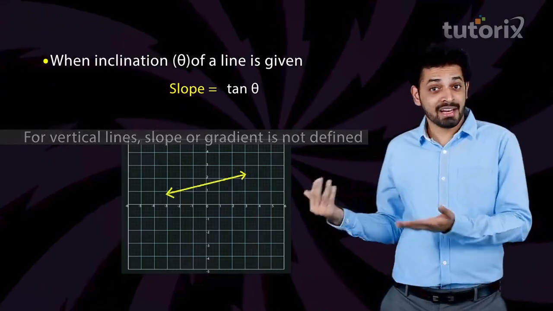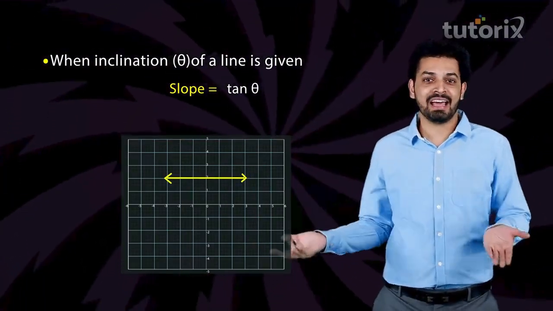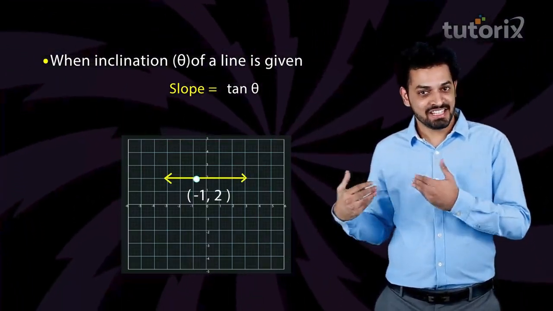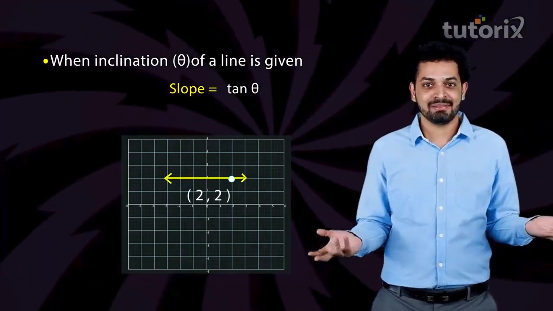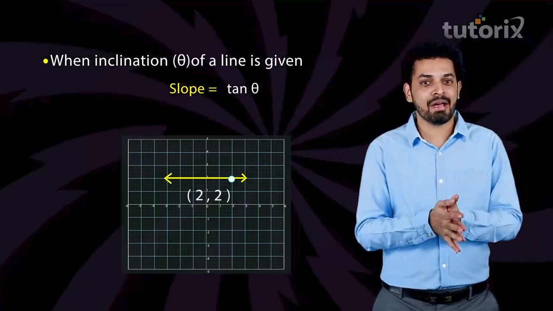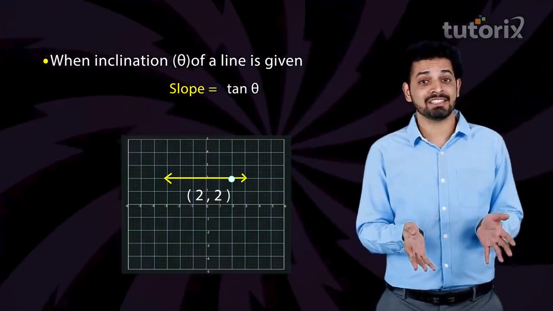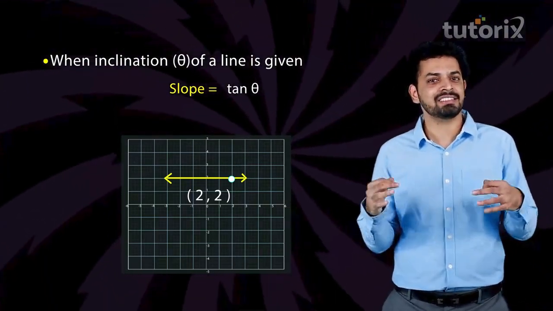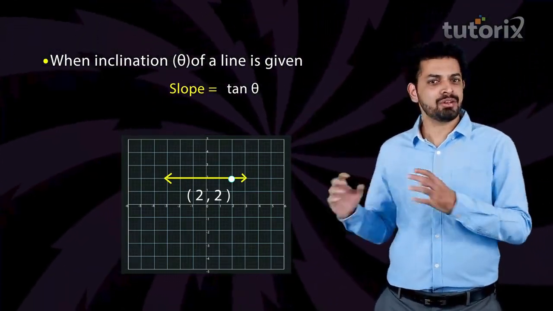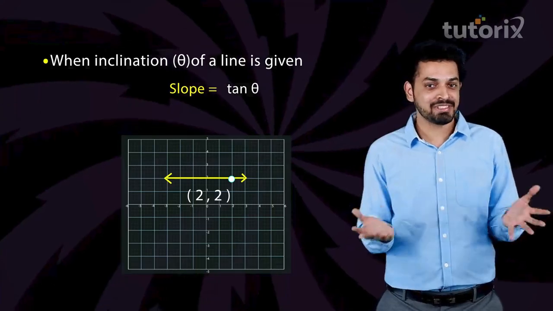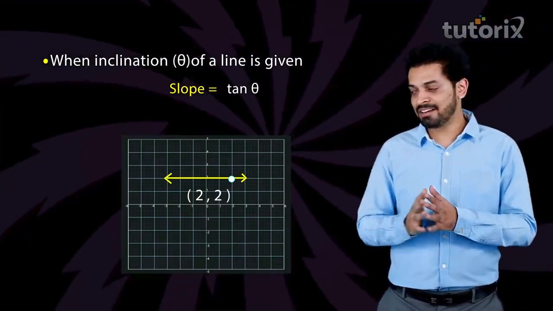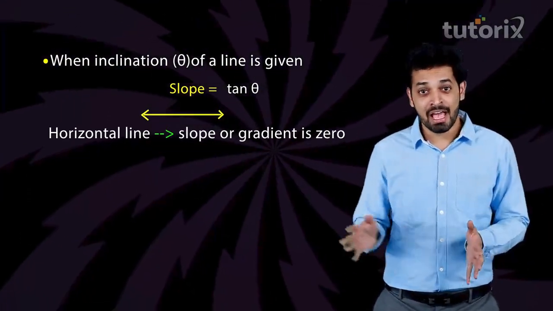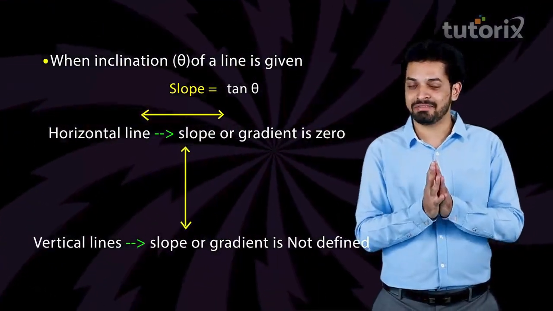But what about a horizontal line? Now for a horizontal line, the x coordinate is changing, but the y coordinate is not changing. This is okay, right? Because we get the slope as 0. And this is obvious because a horizontal line doesn't have any steepness. It has absolutely 0 steepness, right? And hence its slope should be 0. So just remember that for horizontal lines, the slope is 0, and for vertical lines, the slope is not defined.